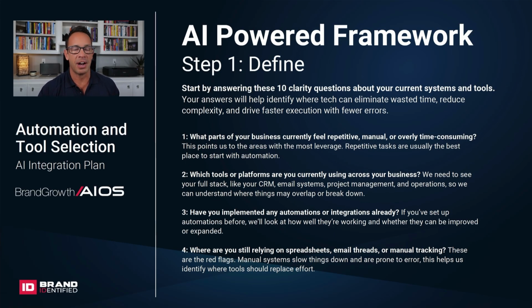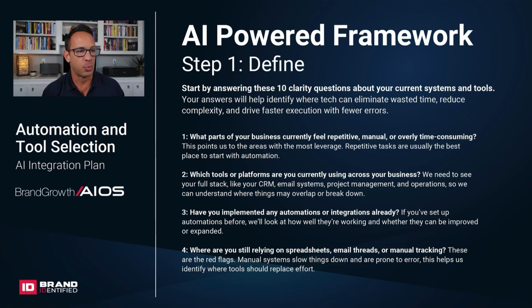So step number 1 of this AI-powered framework is to define. And that is start by answering these 10 clarity questions about your current systems and your tools. These answers will help identify where your tech can eliminate wasted time, reduce complexity, and drive faster execution with fewer errors. So question number 1, what parts of your business currently feel repetitive, manual, or overly time consuming? This points us to the areas with the most leverage. Repetitive tasks are usually the best place to start with any of your automations.